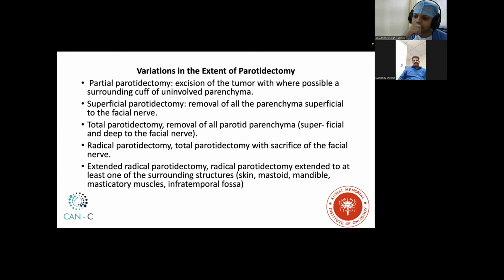to the facial nerve. Total parotidectomy is when we also remove the deep lobe of the parotid, but the facial nerve is intact. And we call it radical when we also sacrifice the facial nerve. And we call it extended radical when the surrounding structures are also removed along with the facial nerve.